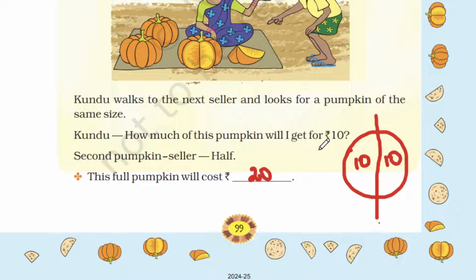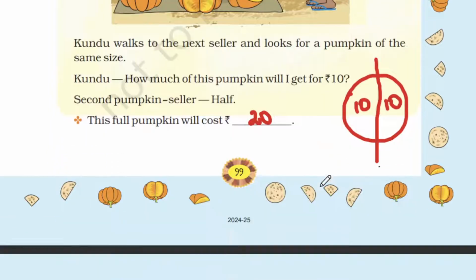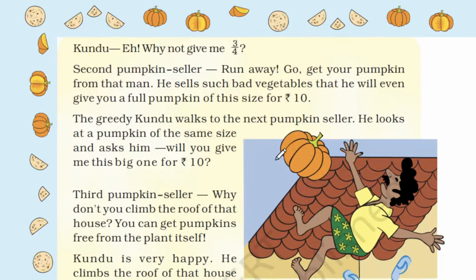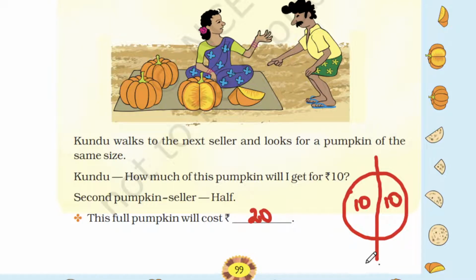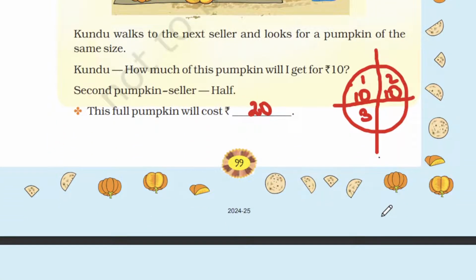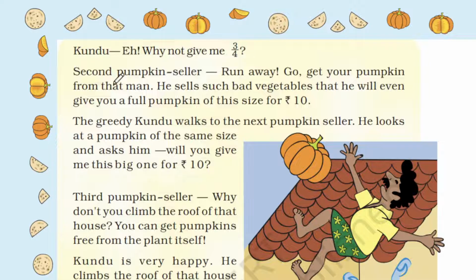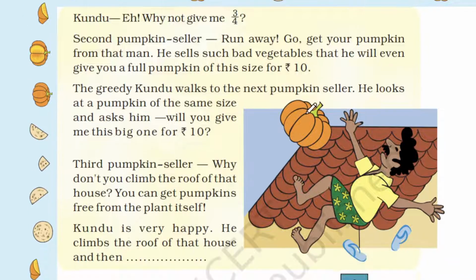But he is planning to buy only for 10 rupees, right? So let's see. Kundu says, hey, why not give me 3 by 4? What is he telling now? I don't want half, give me 3 by 4. 3 by 4 means this one portion, and this one portion. So this portion is called 3 by 4. Now Kundu is asking, I don't want half, give me 3 by 4. The second pumpkin seller says, run away. Go get pumpkin from that man.